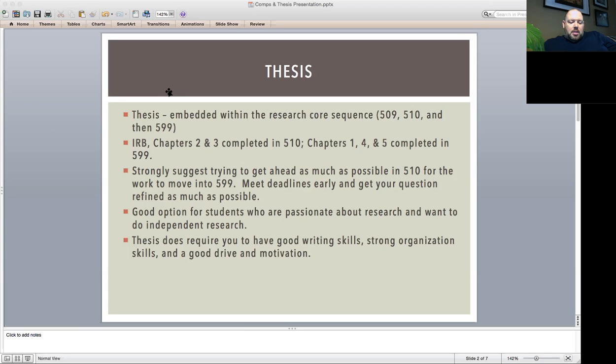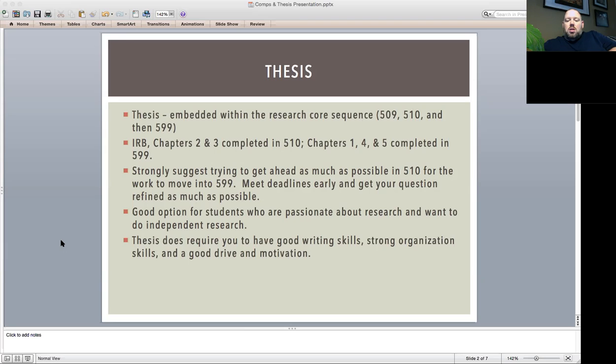Corey just asked, is the 599 class structured similarly to other classes with class meetings and such? And yes, so the thesis class does meet every week typically. And it is similar, a 2.5-hour class.